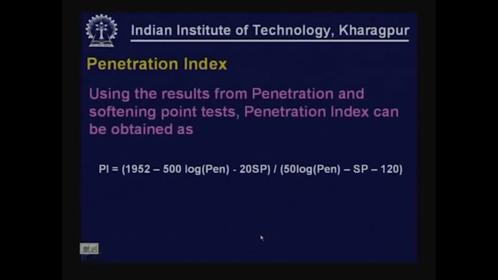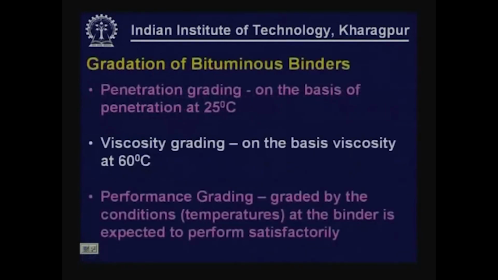So, using those results and further simplification gives you the penetration index value as 1952 minus 500 times log penetration minus 20 times softening point, whole divided by 50 times log penetration minus softening point minus 120. So, if you know the softening point value and the penetration value, the penetration index can be computed.